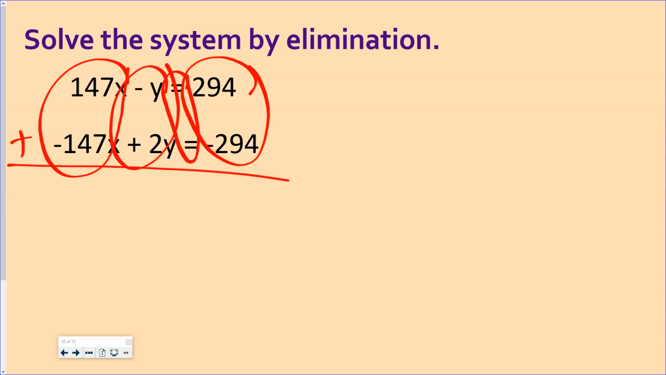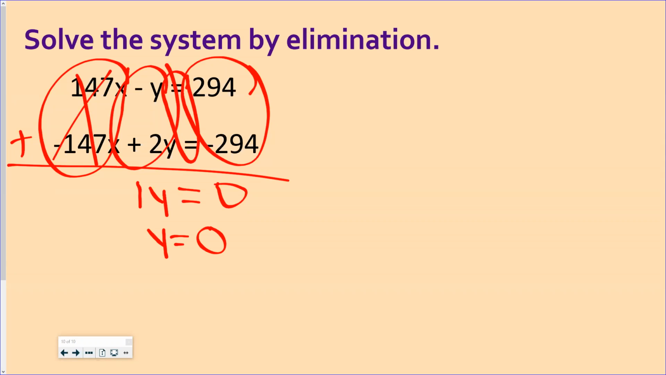147x minus 147x cancels out because that gives me 0x. Negative y plus 2y, that is going to give me 1y equals 294 minus 294, which is 0. This is a case where you want to make sure you write down that 0. You don't have to write down the 0x, but when the constants cancel out, you do want to write that 0. Because here, what ends up happening is you're going to get y equal to 0. And now we're going to use that number to go ahead and get our other answer.